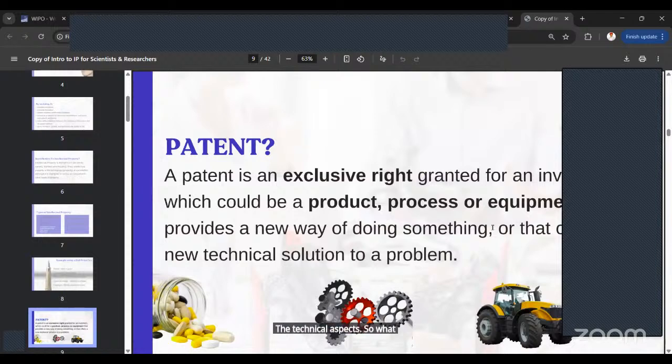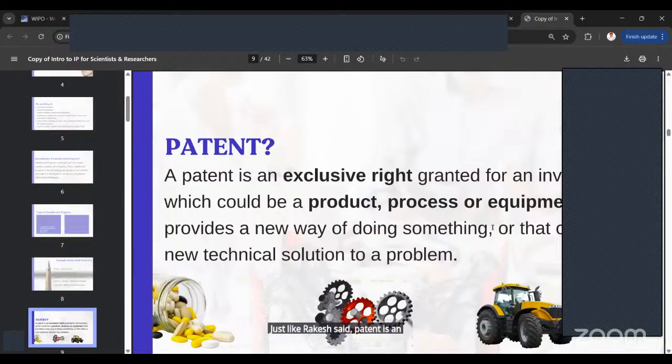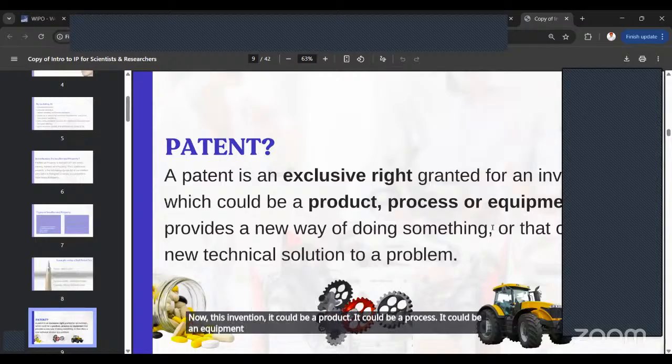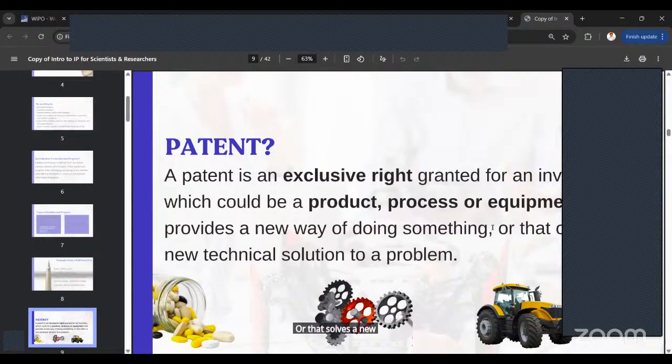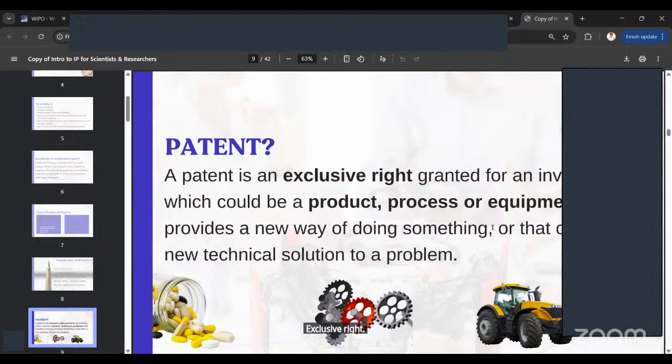So what does a patent do, or what exactly is a patent? Just like Rakesh said, a patent is an exclusive right granted for an invention. Now, this invention could be a product, a process, or an equipment that does what? That provides a new way of doing something, or that provides a new technical solution to a problem. So when you talk about patents, you have to highlight things such as exclusive right. It's giving you an exclusive right such that nobody else has the right to do or use whatever it is you've done.